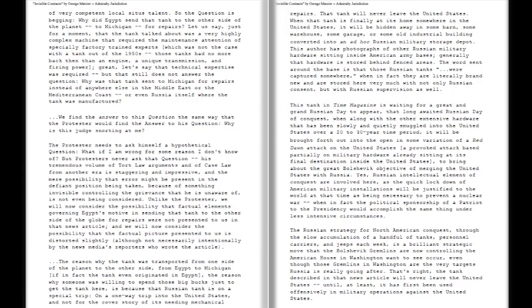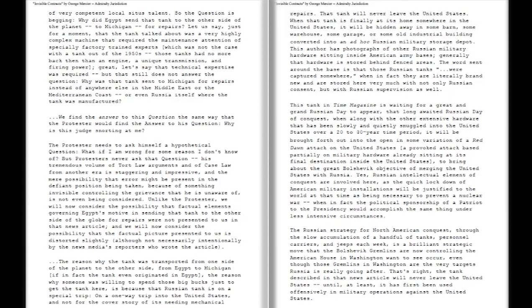Unlike the protester, we will now consider the possibility that factual elements governing Egypt's motive in sending that tank to the other side of the globe for repairs were not presented to us in that news article, and we will now consider the possibility that the factual picture presented to us is distorted slightly, although not necessarily intentionally, by the news media's reporters who wrote the article. The reason why the tank was transported from one side of the planet to the other, from Egypt to Michigan, if in fact the tank even originated in Egypt, the reason why someone was willing to spend those big bucks just to get the tank here, is because that Russian tank is on a special trip, on a one-way trip into the United States, and not for the cover story of its needing mechanical repairs.